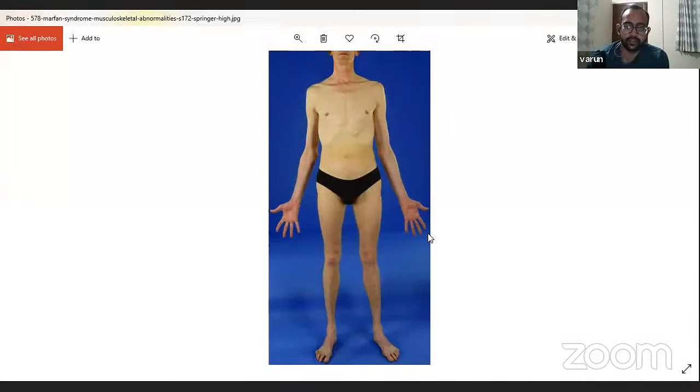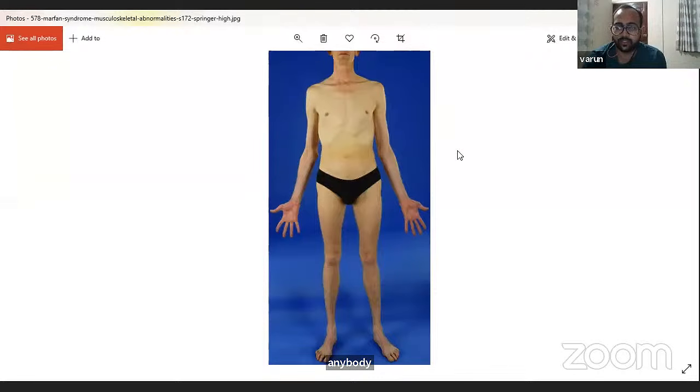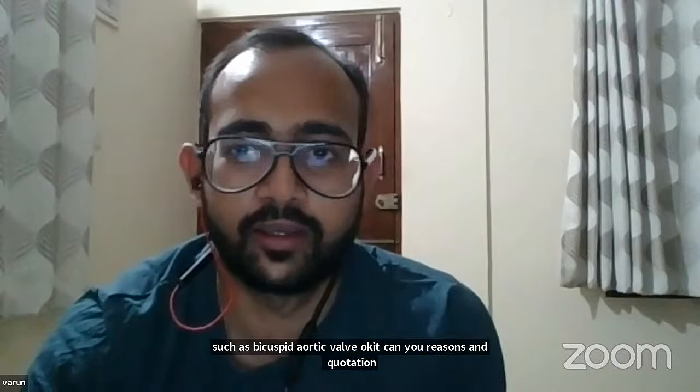Okay, what is this? Anybody? Marfan syndrome, correct. So you have to expect certain cardiac anomalies such as bicuspid aortic valve, aortic aneurysms, and coarctation of aorta. These are all possible cardiac lesions you can expect in patients with Marfan syndrome.